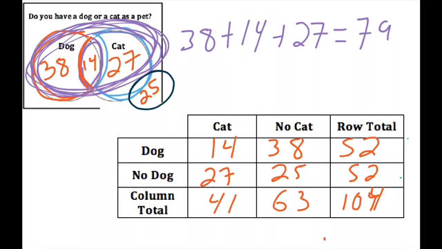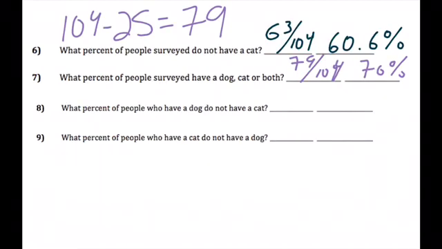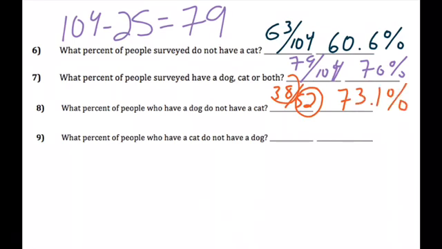Okay, so the question is, what percent of people who have a dog? Well, how many people have a dog? That's 52 people. So that is actually going to be my denominator. Out of those 52 people, how many do not have a cat? That is 38. So my fraction here is going to be 38 out of 52. So 52 people have a dog, and out of those 52 people, 38 do not have a cat. And that is going to be 73.1%.